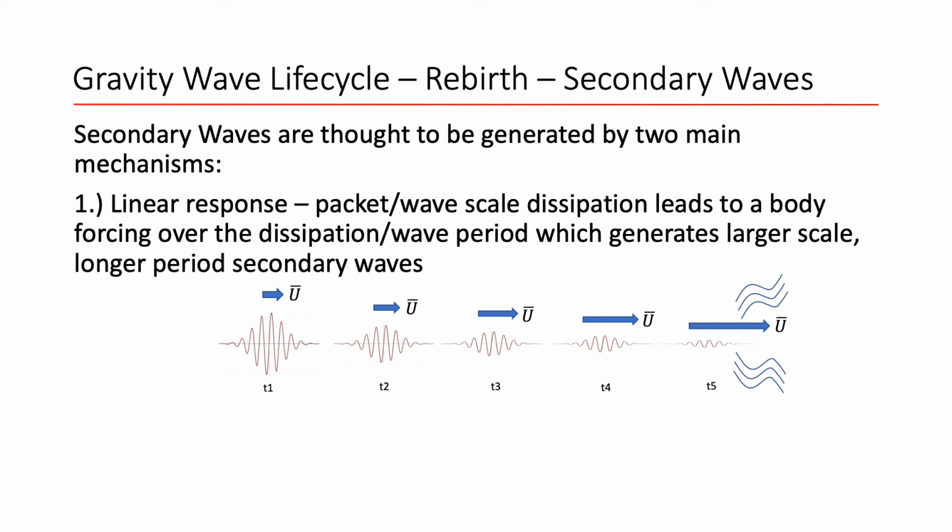The amplitude of the wave becomes smaller and smaller as time goes on. The mean flow is forced as denoted by the blue arrow, and the wind is accelerated in the direction of the wave, and then these secondary waves are generated which have longer periods and larger scales than the original.